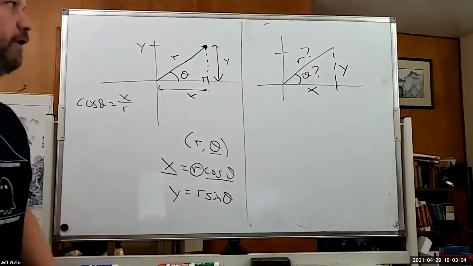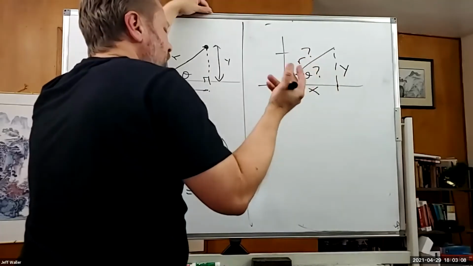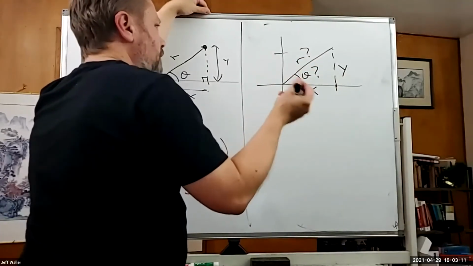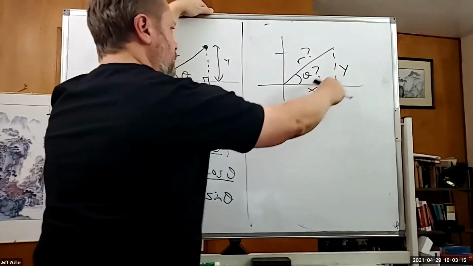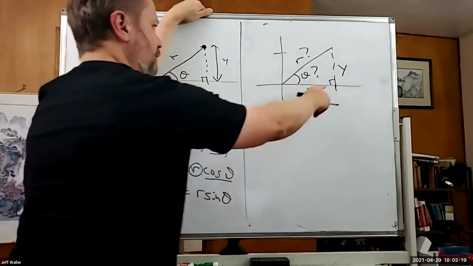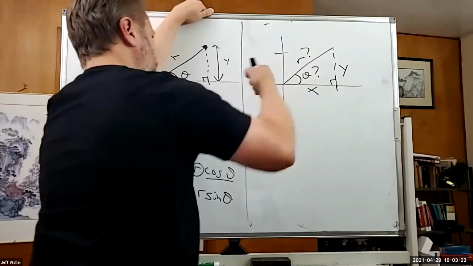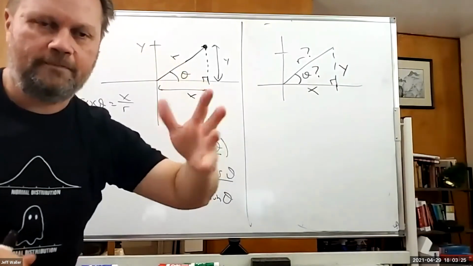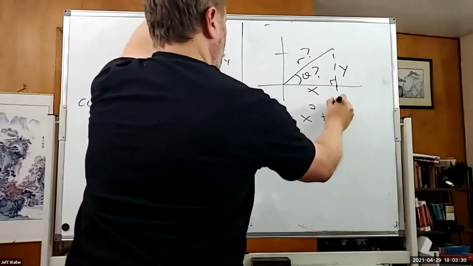How would I do that? Well, r is the easy one. Well, let's see. It's got to be the easy one. What's the relationship between x, y, and r? It's in a right triangle, right? So what's the relationship between x, y, and r? R squared equals x squared plus y squared.